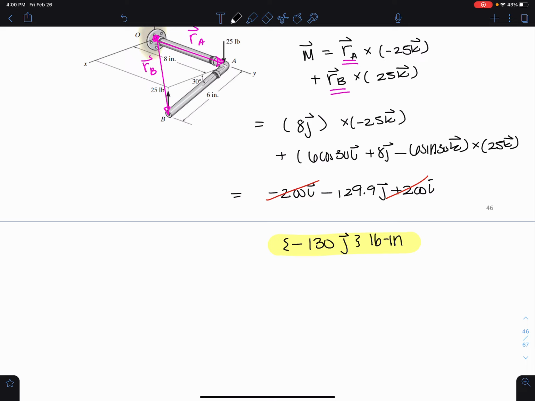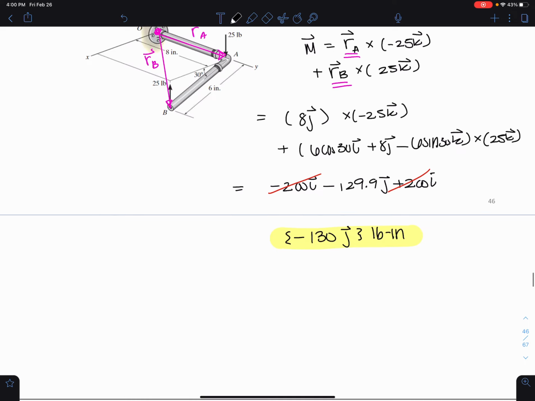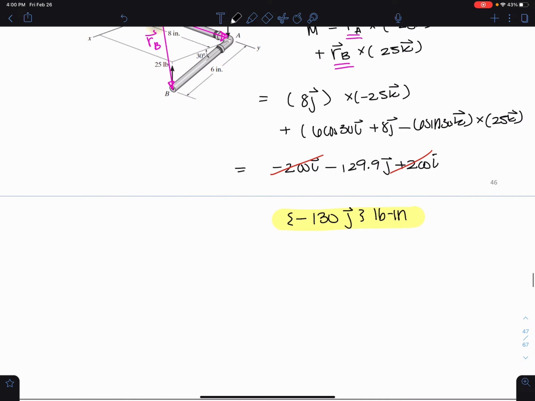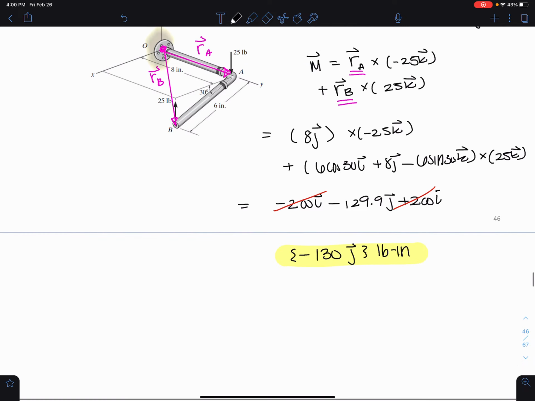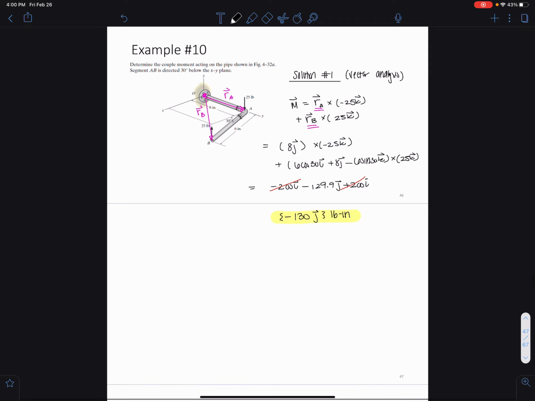It's pretty much easier to take the moment of the couple forces about a point lying on the line of action of one of the forces. So that's another option that you have as well. Okay, so for example, let's say I picked point A. Okay, I'm going to show you another way. This is kind of a third solution.